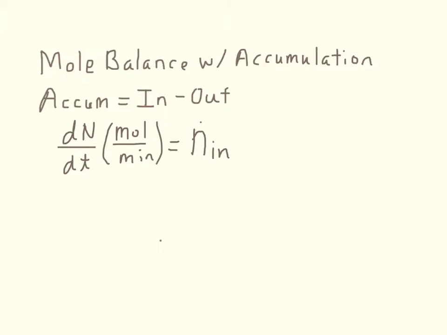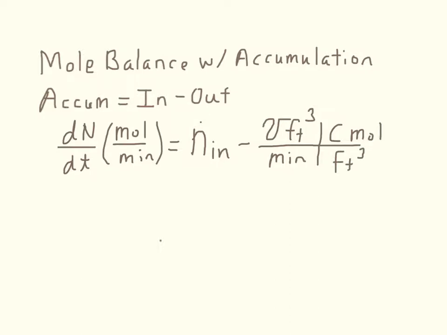So that's moles per minute of carbon dioxide. Now, what leaves can be expressed as the volumetric flow rate times the concentration. So we have the volumetric flow rate, cubic feet per minute, times the concentration, which is moles per cubic foot. The cubic feet cancel and we have moles per minute, as we should.